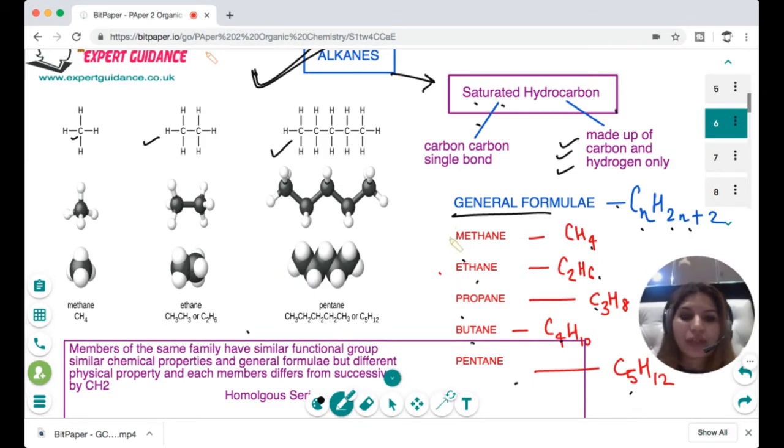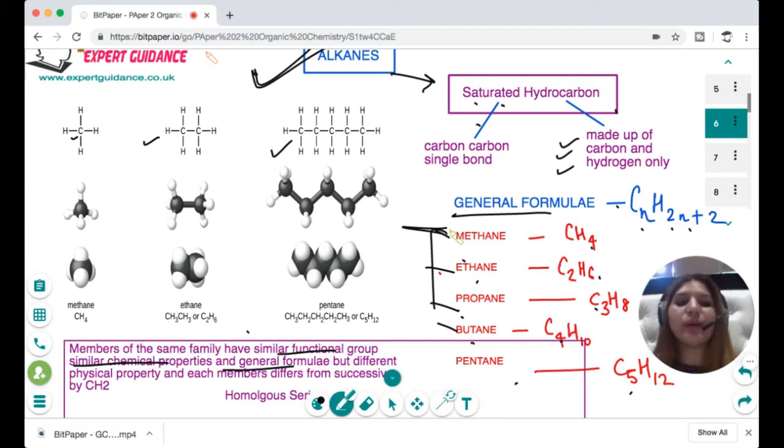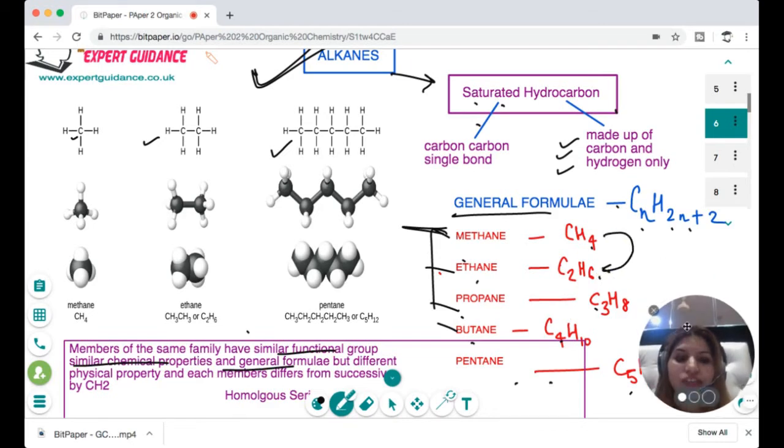Now, if you look at methane, ethane, propane, butane, all these members have the same functional group, that is, they are all alkanes. They show similar chemical properties and they have the same general formula. But they will have different physical properties. As you can see, methane has 1 carbon, so it will have a lower boiling point as compared to pentane, which is a longer hydrocarbon. So all these members differ in physical properties, and each next member differs.